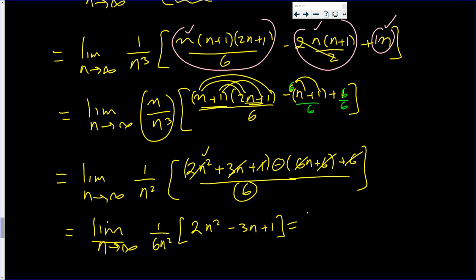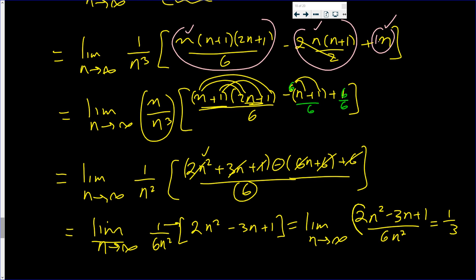Okay, so now we are in a position to answer this limit. 1 times that mess, of course, is this mess, over 6n squared. This is equal to 1/3, because the leading coefficients are the same, so you get 2 over 6, or 1/3. Let's try one more of these type problems.